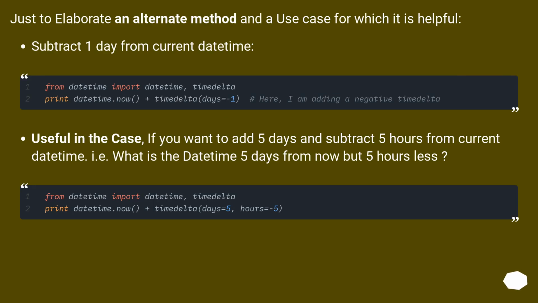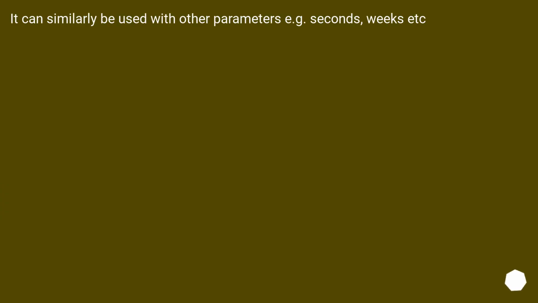Just to elaborate, an alternate method and a use case for which it is helpful. Subtract one day from the current datetime. Useful in the case if you want to add 5 days and subtract 5 hours from the current datetime. I.e., what is the datetime 5 days from now but 5 hours less? It can similarly be used with other parameters, for example seconds, weeks, etc.